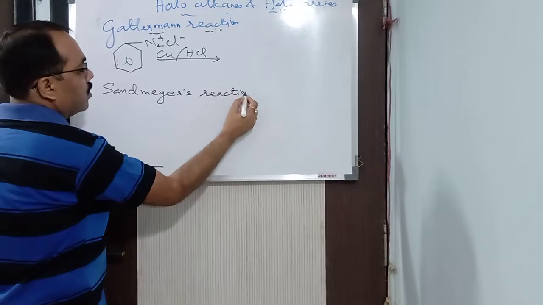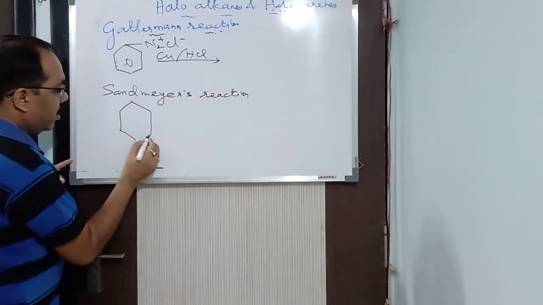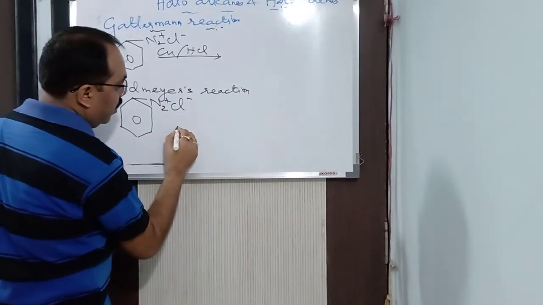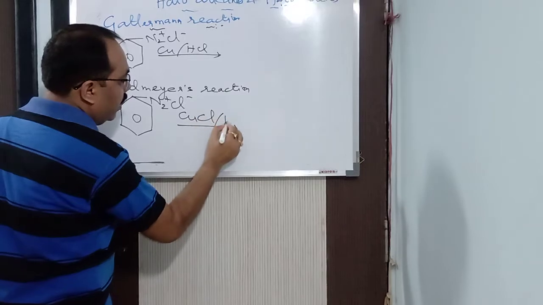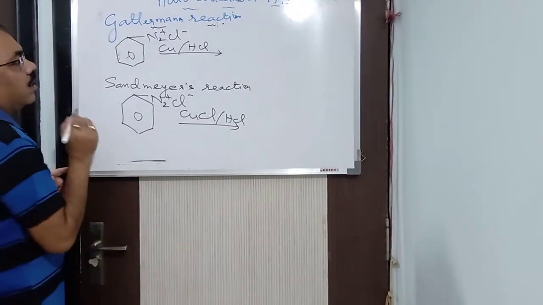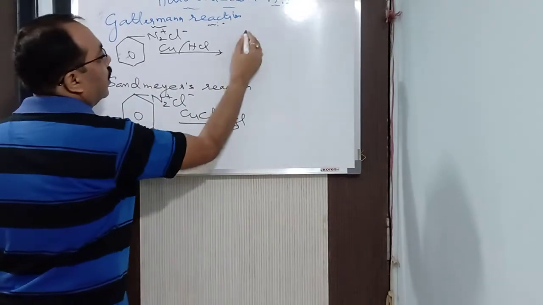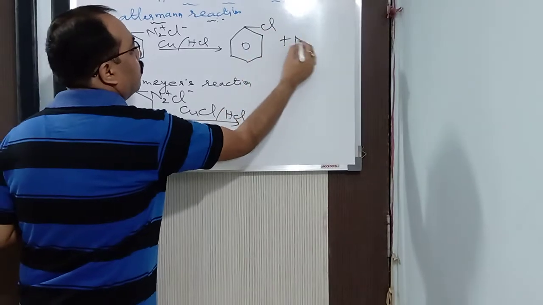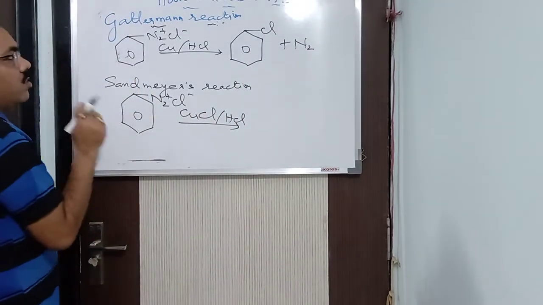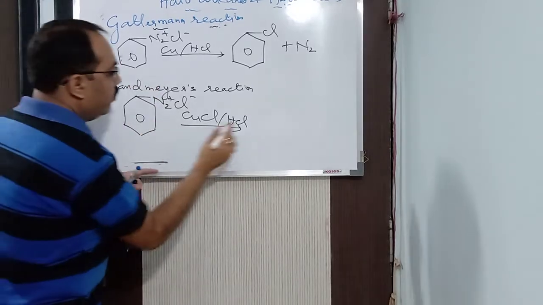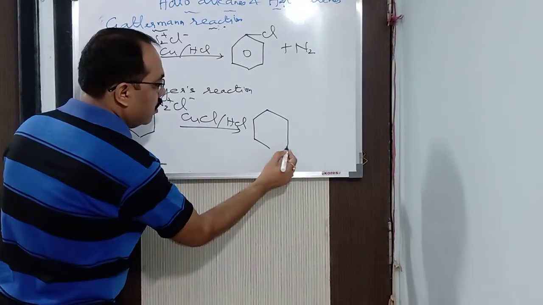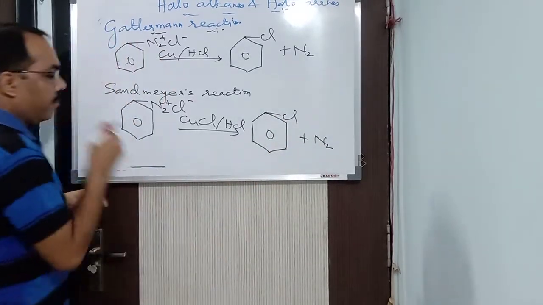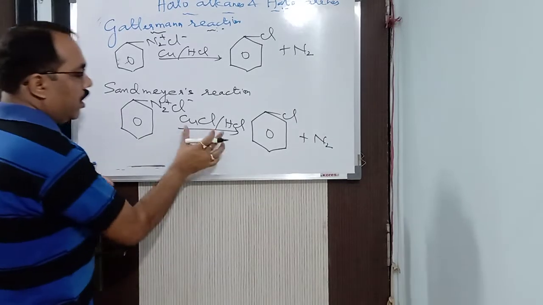reaction, we'll be using the same thing, a diazonium salt, and here you will be using CuCl and HCl. CuCl and HCl, that's the difference. So here what am I going to get? I am going to get chlorobenzene plus nitrogen. Remember, we are doing the preparation of chlorobenzene in the last part. Same thing I am going to get here, chlorobenzene plus nitrogen. Okay. Now I think you have understood.